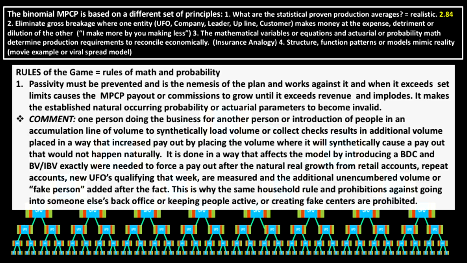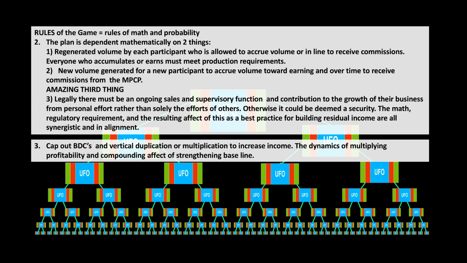That's why it's important in downline placement to fix the locations and limit them. So this is why the same household rule and other prohibitions against going into the back office, keeping people active, or creating fake centers are prohibited, and we're very strict about it because it just has to be that way. But why do it? The plan works great the way it is.